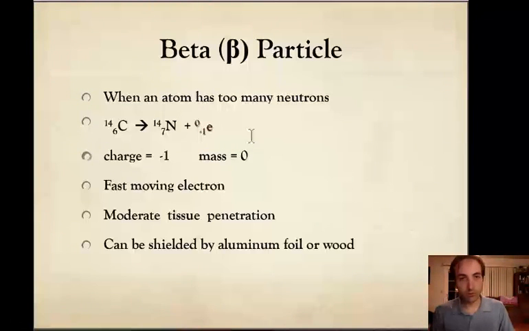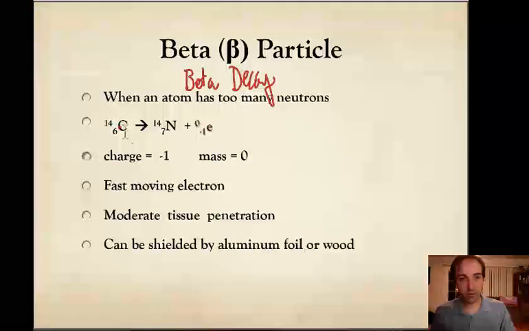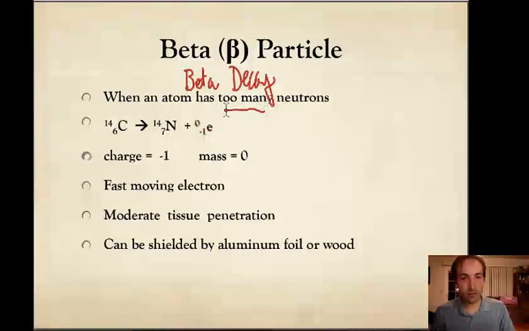Alright, so there's four types of radiation. The first type is known as a beta particle, also known as beta decay. This is when an atom has too many neutrons.